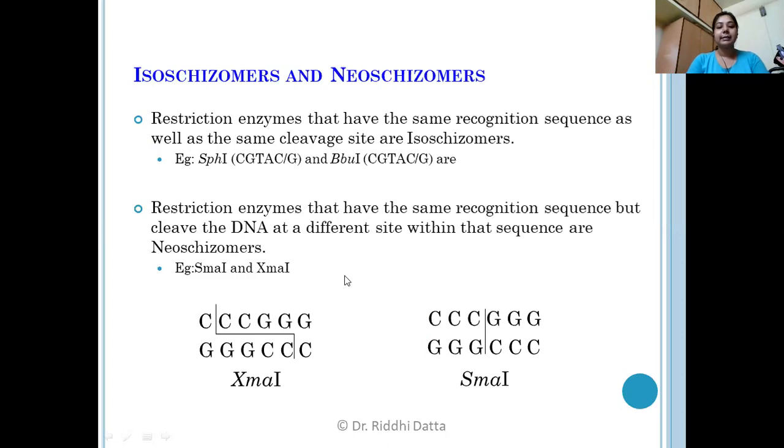Another similar case is that two enzymes might have the same recognition sequence but different cleavage patterns. These groups are called neoschizomers. See, for example, XMA1 is an enzyme that has the same recognition site as that of SMA1. But here, the cleavage pattern is staggered, and in case of SMA1, it is a blunt end cleavage pattern. So the cleavage pattern is different, but recognition sequence is same. These pairs are called neoschizomers.